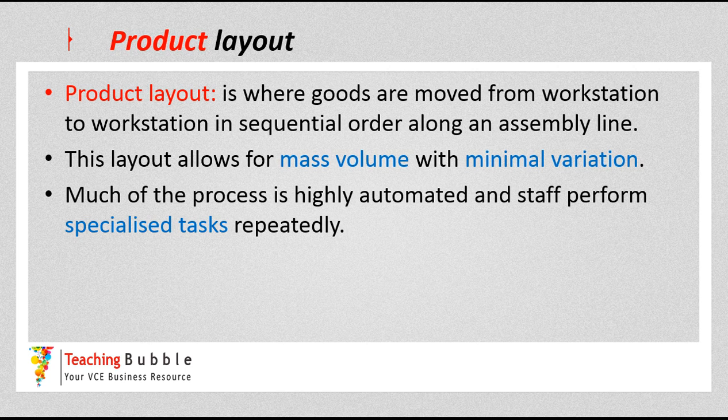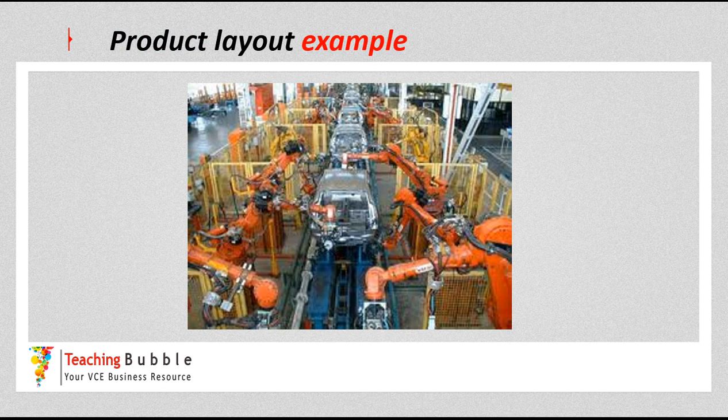Much of the process is highly automated, through robotics and those types of things, off conveyor belts, and staff perform specialised tasks repeatedly. Again, if you look at an assembly line for a car manufacturer, if you're working at one station on a particular day, you'll be performing the same task over and over and over. So you become really specialised in that particular task. And there is a perfect example of a product layout where you have an assembly line and cars on the line and different parts being added, and lots of machinery, lots of automated welds being done there on that assembly line.